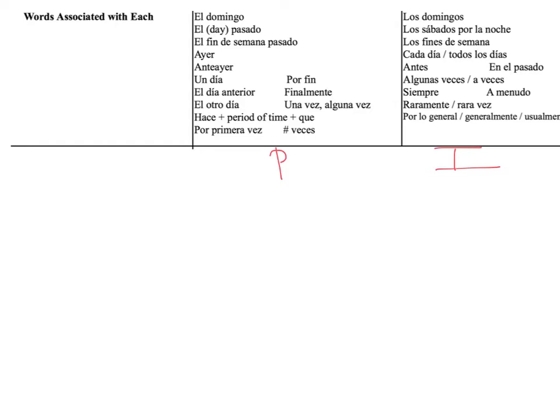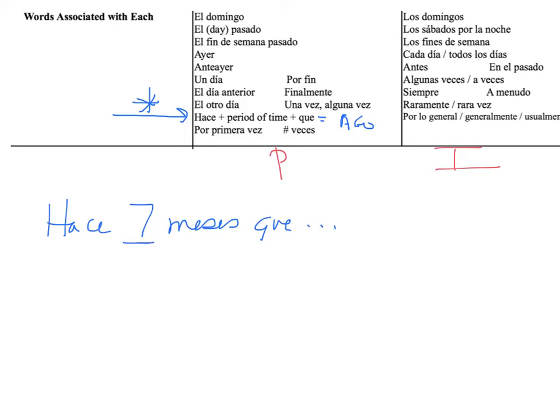One thing I want to draw your attention to is this right here, very key. Hace plus a period of time plus que is equal to ago. Hace 7 meses que, 7 months ago, and then you're going to use preterite. So this is something you see a lot in Spanish, and it's always with the preterite because you know exactly when it occurred, and it's the English equivalency of ago.